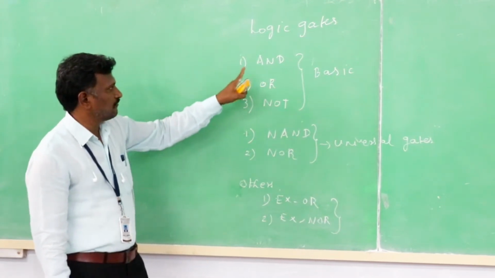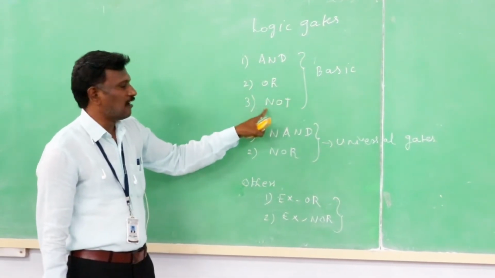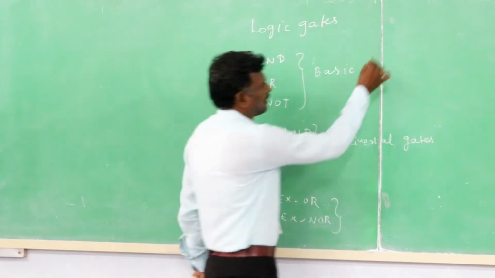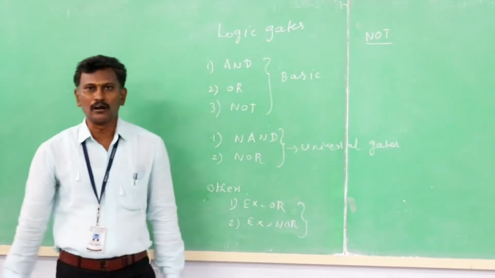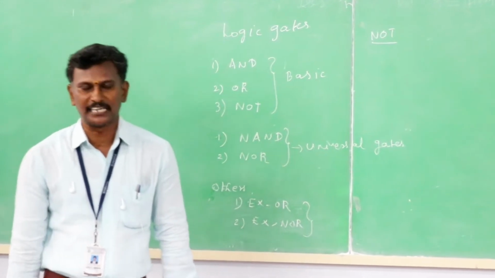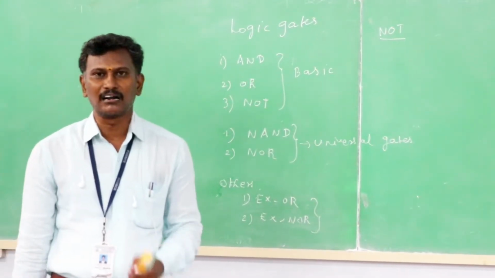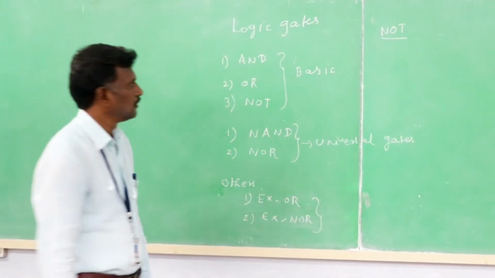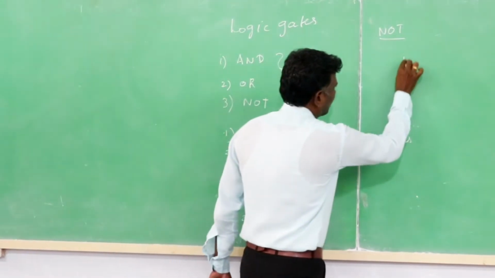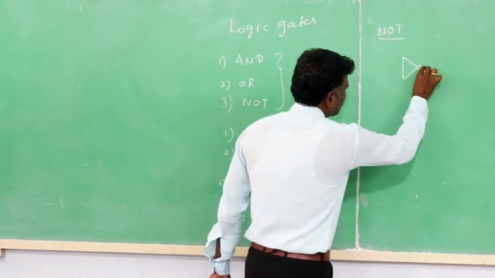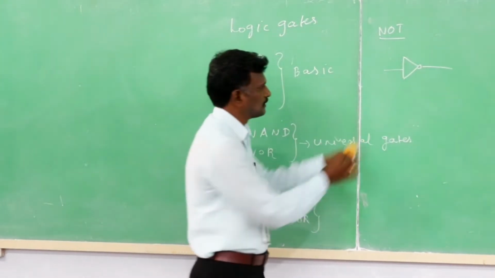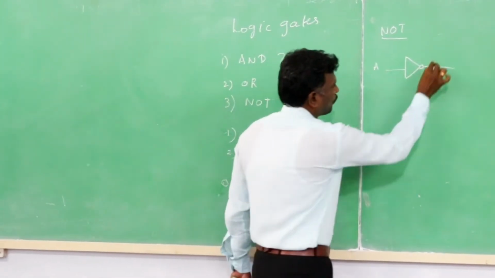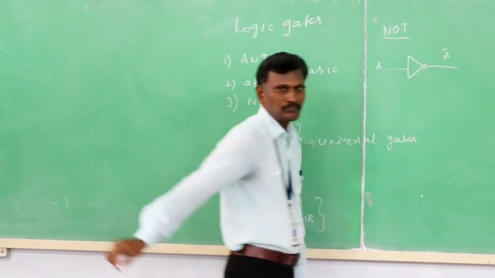First one, let us see about the NOT gate. The basic operation of the NOT gate: it performs inverse operation, inversion or complementary function. So this is the logic diagram or symbol. It has only one input A and the output produces A bar.